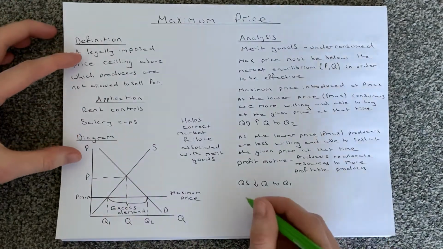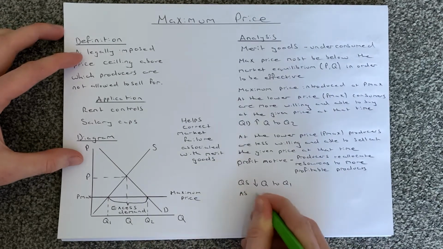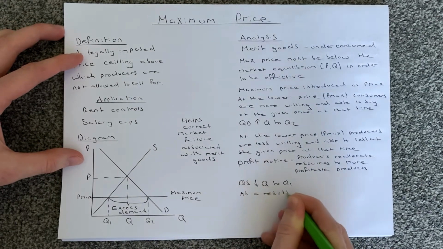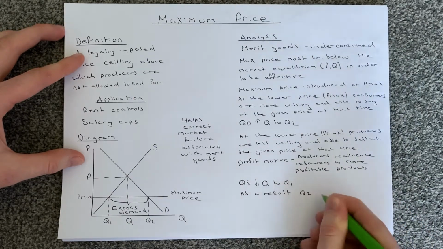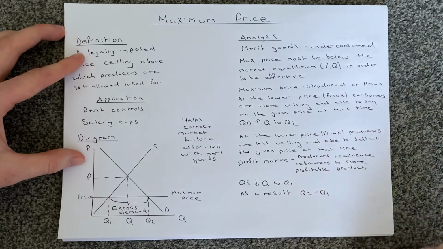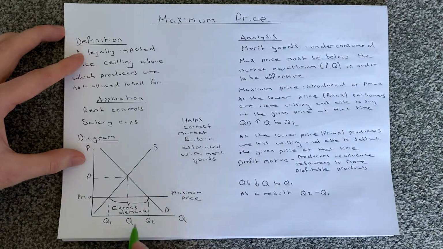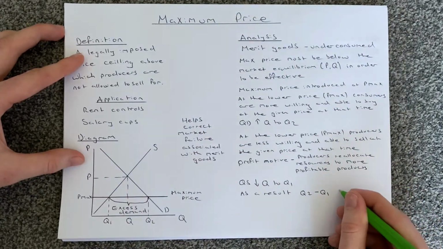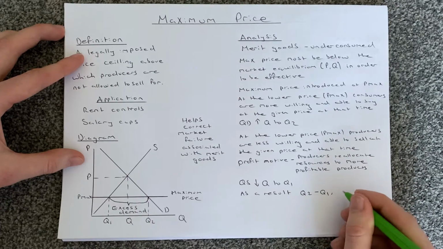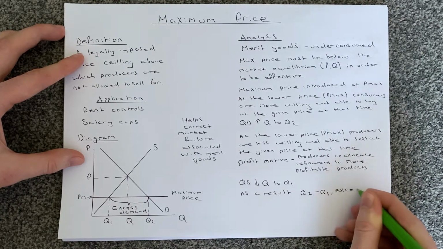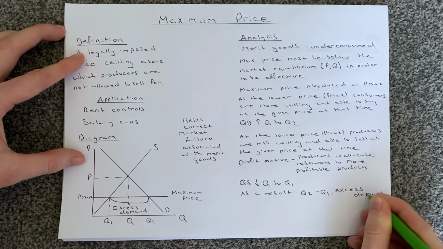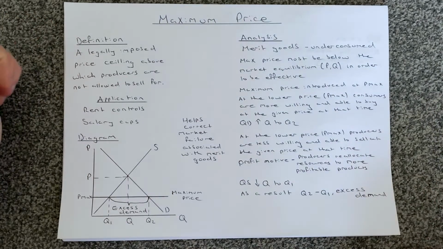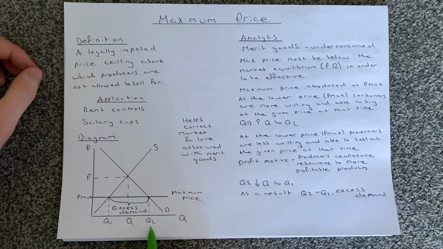So as a result, the difference between Q2 and Q1, Q2 minus Q1, the gap between Q2 and Q1, generates excess demand. And if you wanted to, you could actually put specific quantities to that, and you could calculate what the excess demand was. So let's say Q2 was 10 million and Q1 was 5 million.